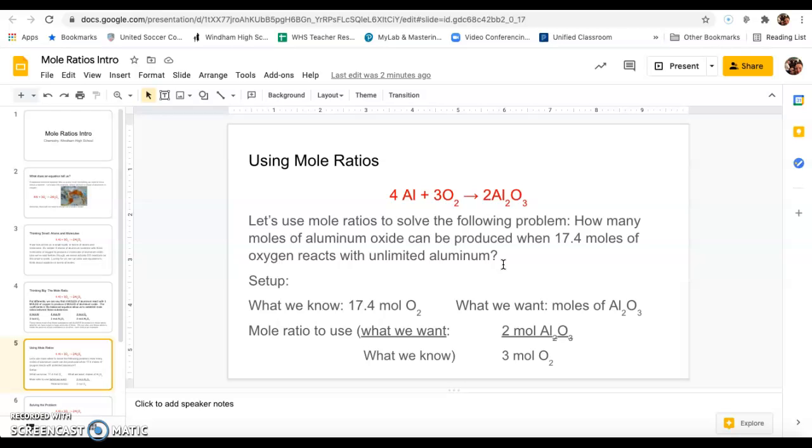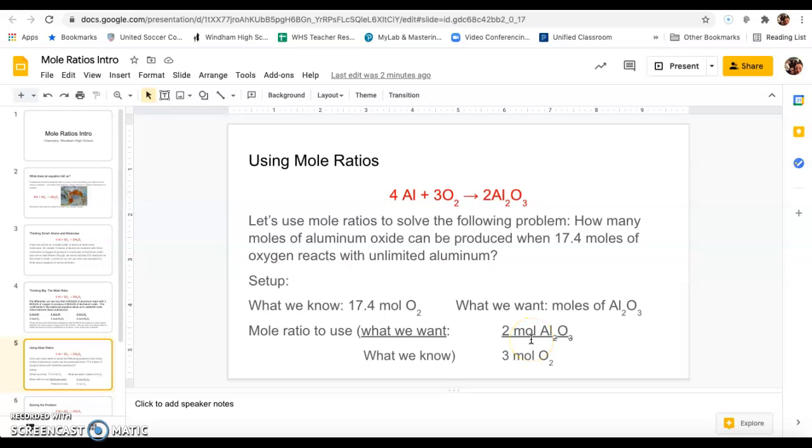We have enough. We have more than enough. We're going to have a bunch left over. So the amount of aluminum doesn't really matter if we know we have enough. And what we want to know is the number of moles of aluminum oxide. And the formula for aluminum oxide, as hopefully you know by now, is Al2O3.